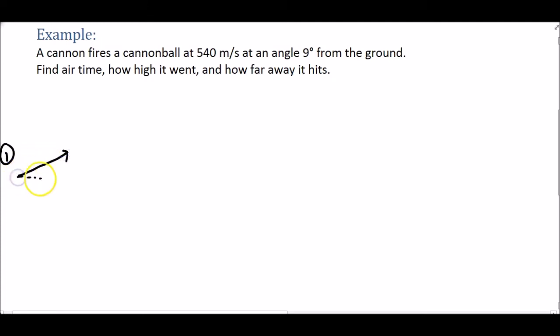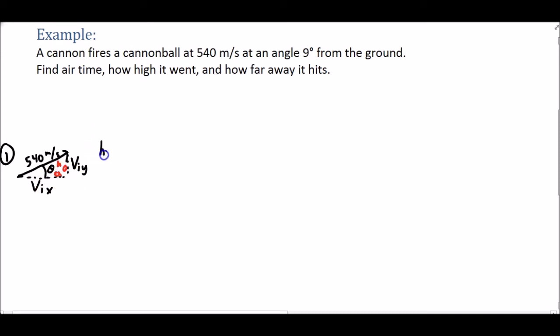So here we have a cannonball fired at a certain angle from the ground. It's fired at 540 meters per second. First thing we need to do here is find our initial y velocity and our initial x velocity. What's going to be helpful is to remember that this is a triangle, and so it's helpful to label this as the hypotenuse, this as the adjacent side, and this as the opposite side, just so we can remember what side is what.